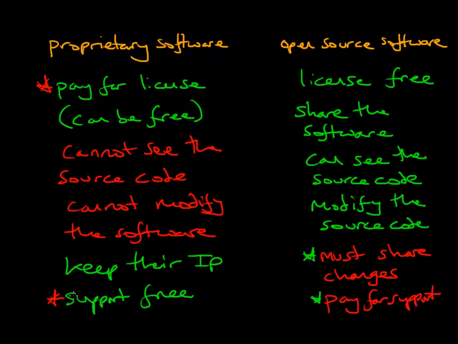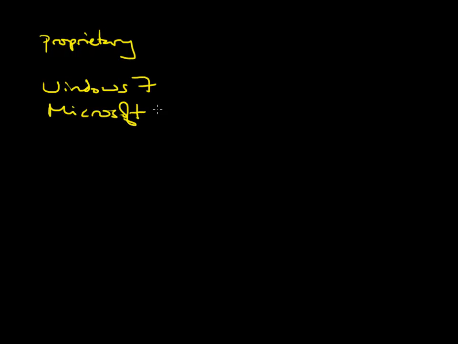And if we just look at some examples of open source and proprietary software, then the examples would be for proprietary software. You've got things like Windows 7 made by Microsoft. You've got Microsoft Office, which would be a proprietary piece of software. Adobe Photoshop, so you need to pay for it, you can't see the source code, it's proprietary software.